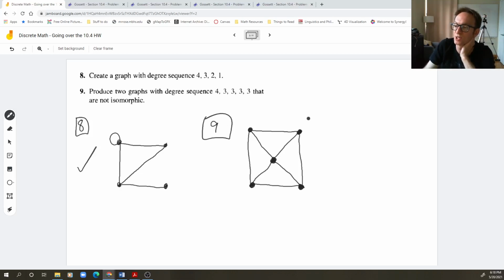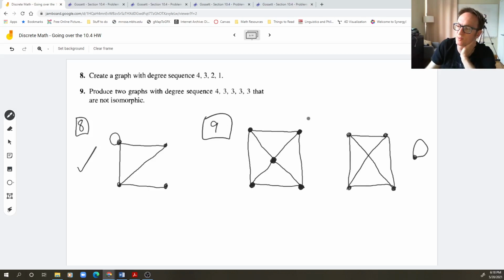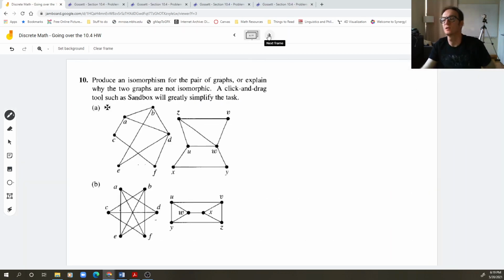Sure. Watch. You can make it be like K4, in which every vertex has degree 3. And then you just have some random vertex out here with degree 4 because you just give it 2 loops. Aha, this is a disconnected multigraph. But it's certainly not isomorphic to this one. So there we go. Woo! So 9 done.